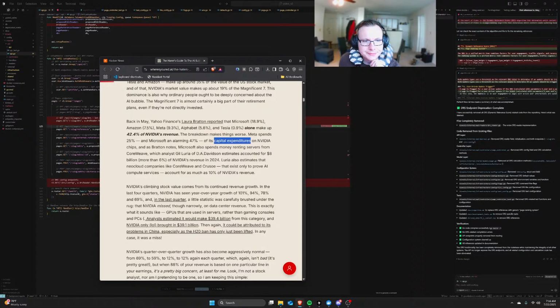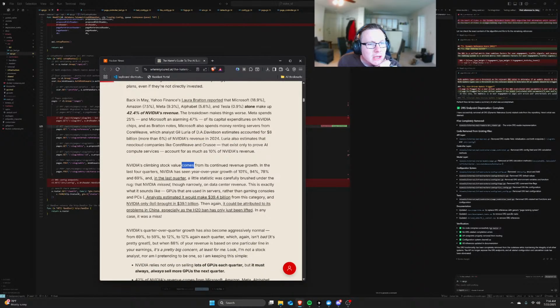All right. Microsoft also spends its money renting servers from CoreWeave, which analysts say accounts for 8 billion, 6% of Nvidia's revenue. Yep, 10%. NVIDIA's climbing stock value comes from its continued revenue growth.